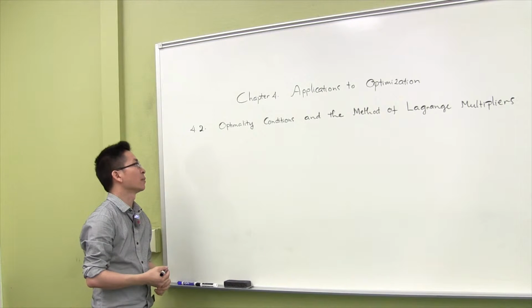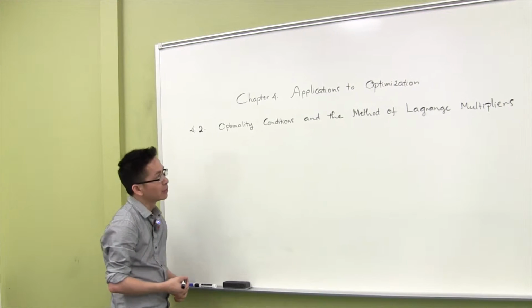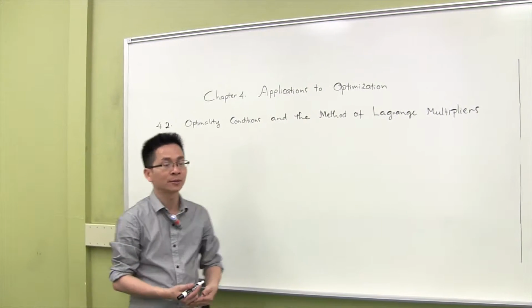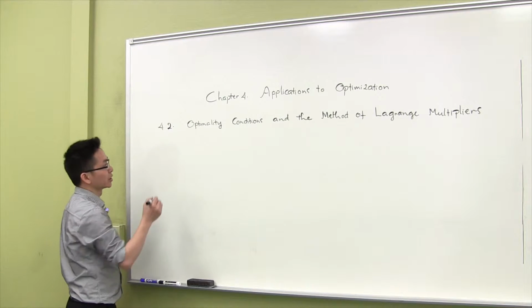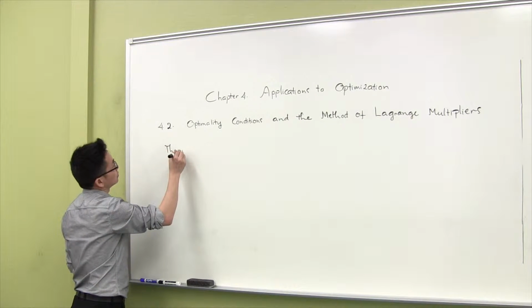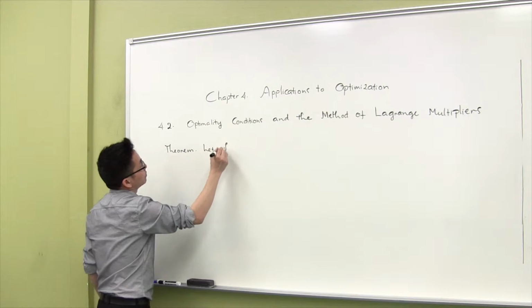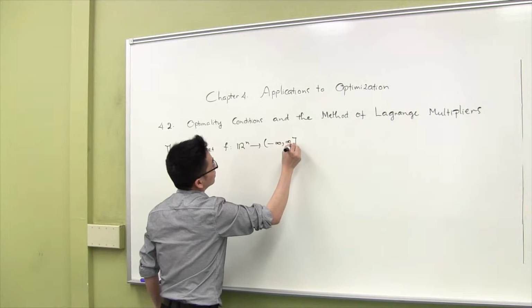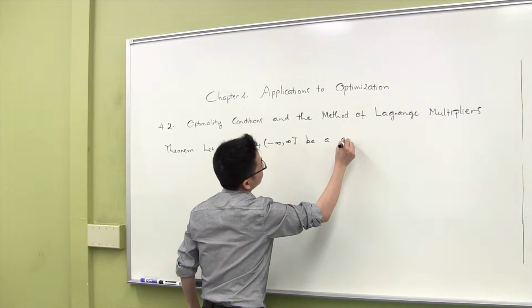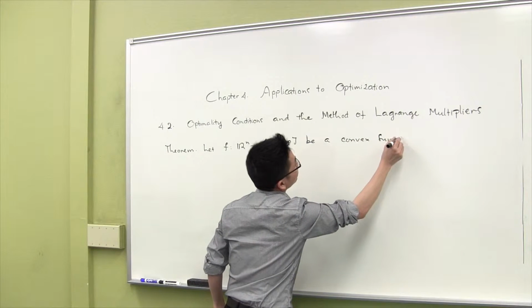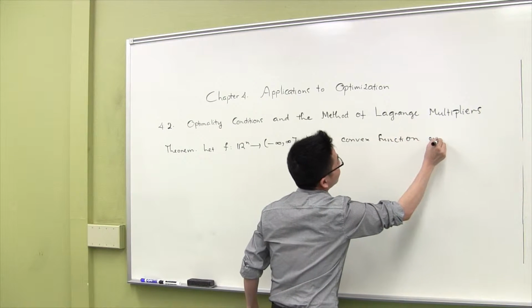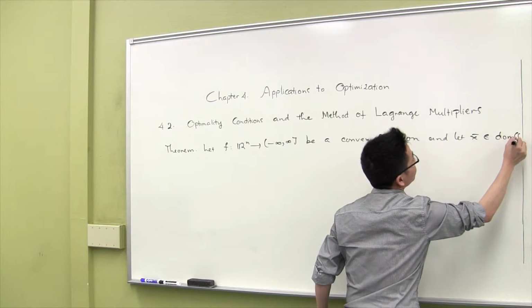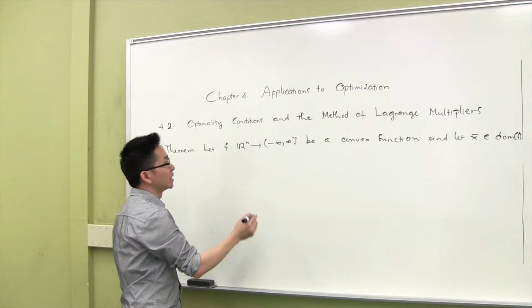In this section, I'm going to talk about optimality conditions and the method of Lagrange multipliers in order to solve convex optimization problems. So let me start with an important result. Let f be an extended real valued convex function, and let x bar be a point in the domain of the function. Then we have the following result.